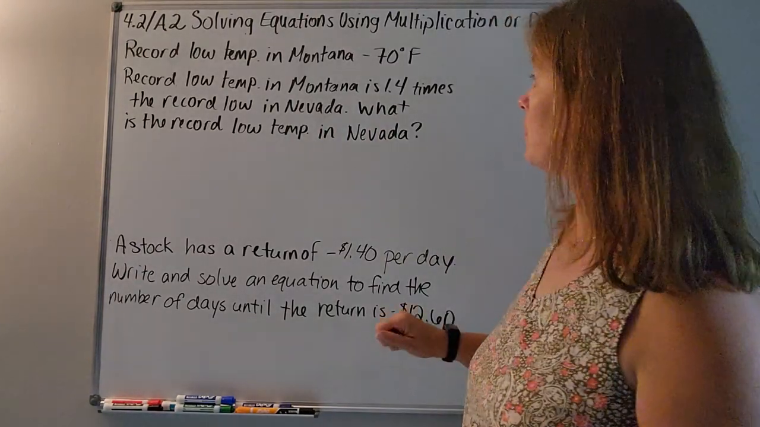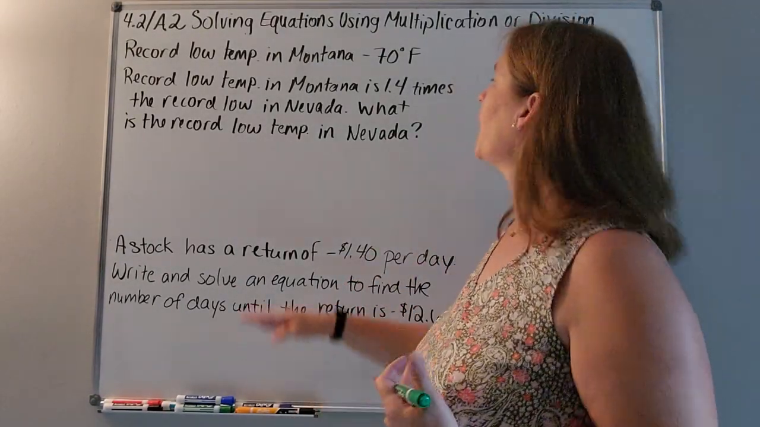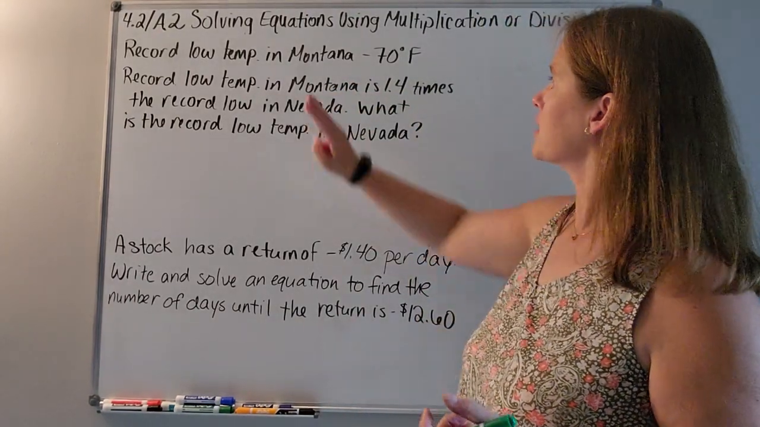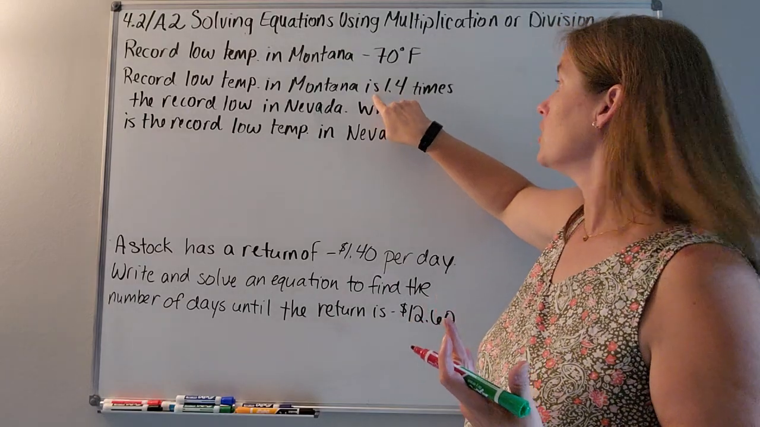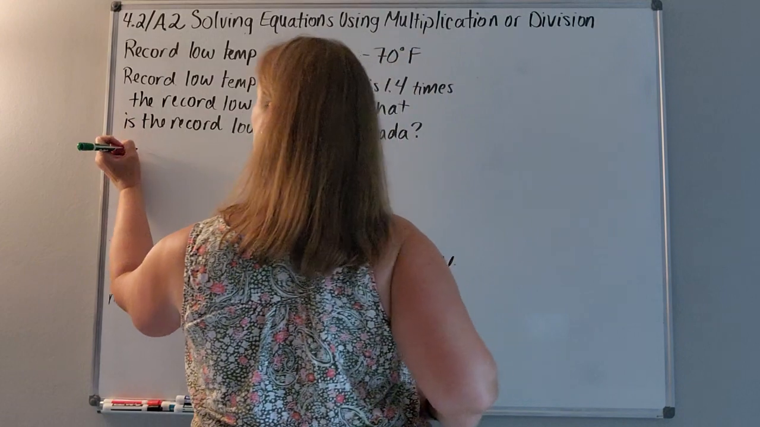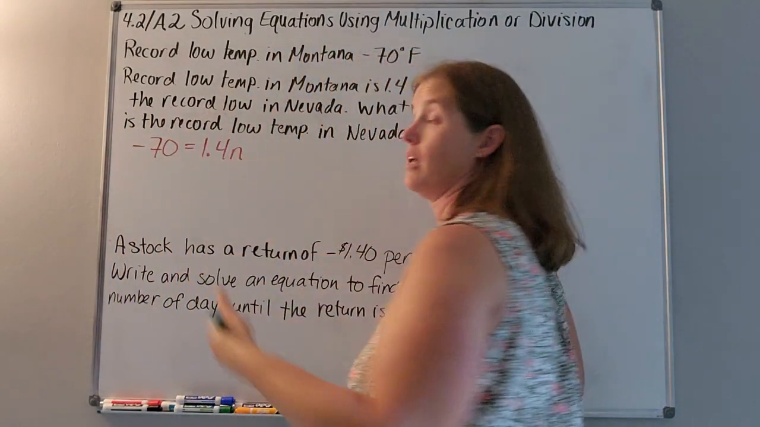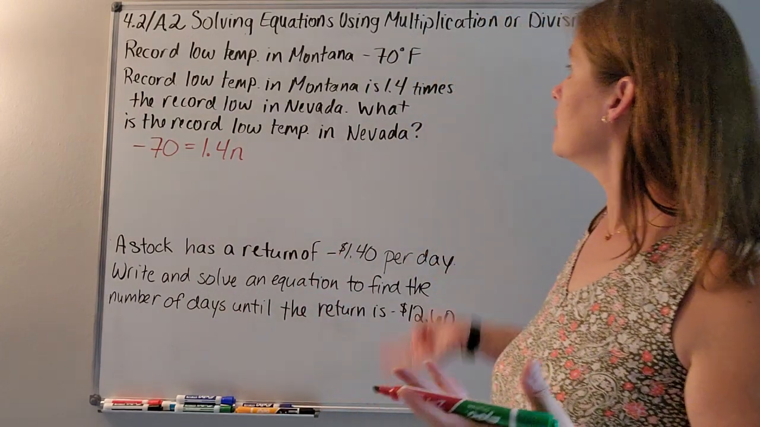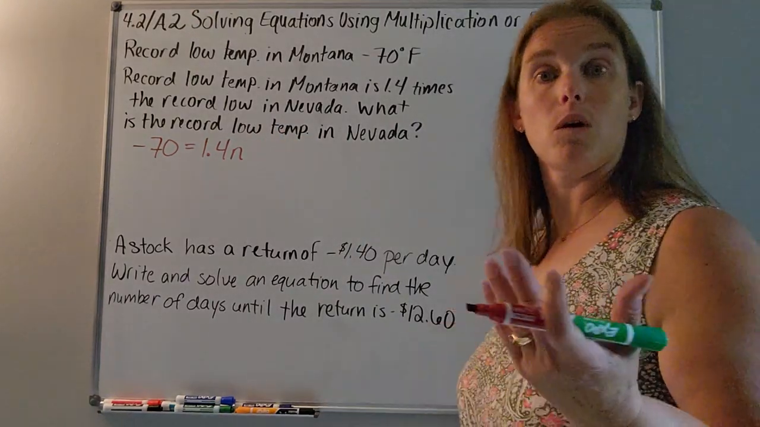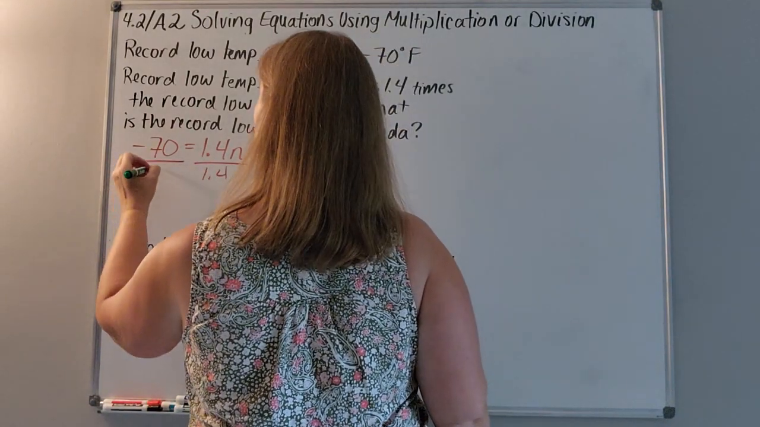Well, let's look at what we've got. Nevada, we don't know Nevada's. That's our unknown. But 1.4 times Nevada's gives us Montana. Because Montana means equals. So Montana's equals 1.4 times Nevada. So Montana's was negative 70. 1.4 times Nevada, I'm going to use N for Nevada, should give us our answer. Well, we see we've got multiplication. What do we do to solve? We divide. 1.4 divided by negative 70.